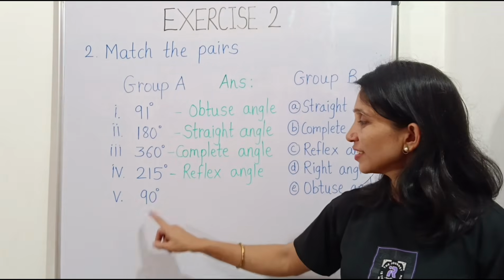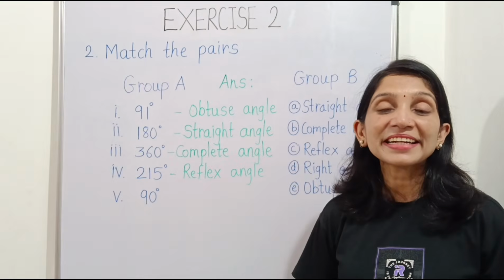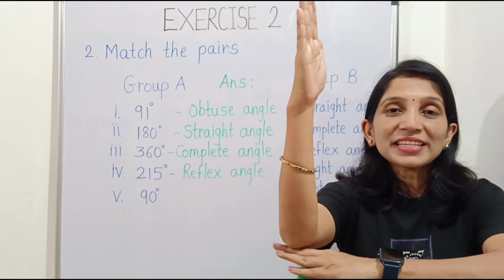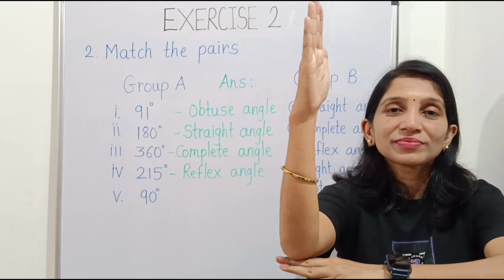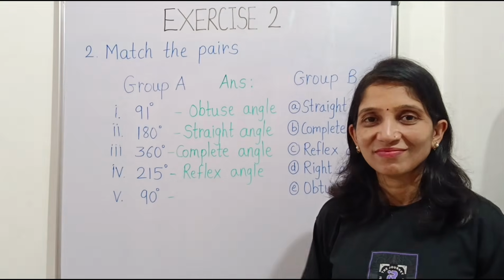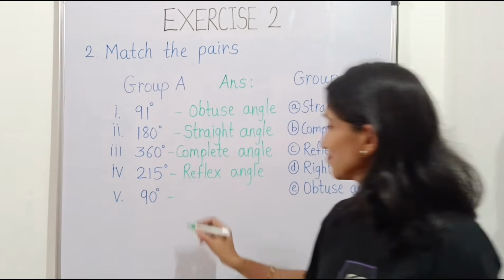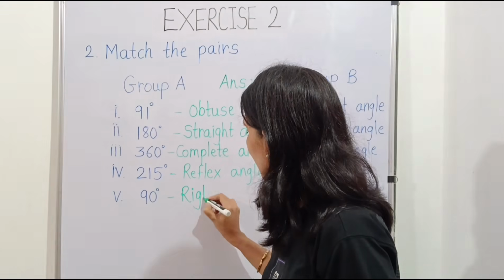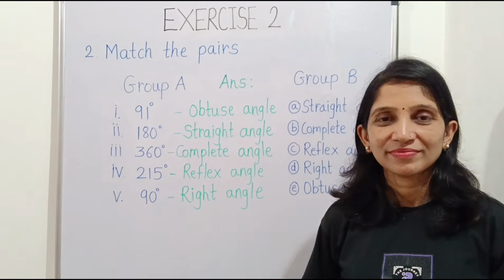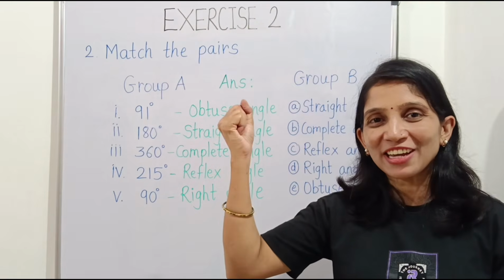And last one, 90 degree. Exactly 90 degree. It makes L shape. That means it is very good. It is right angle. Mission 2 accomplish.